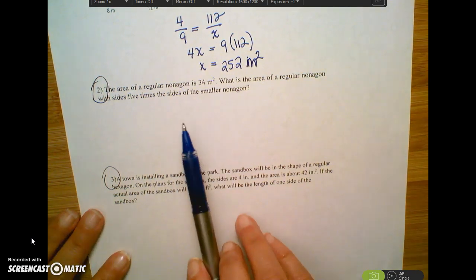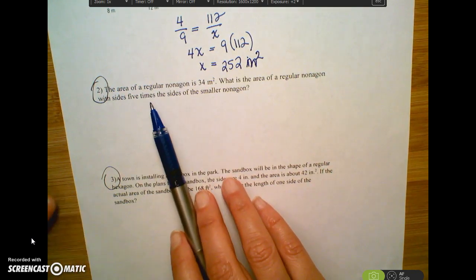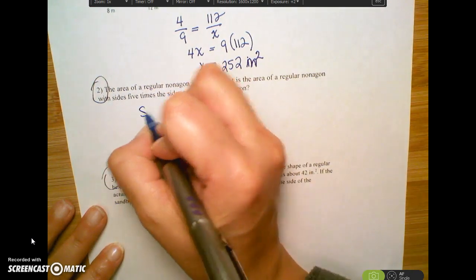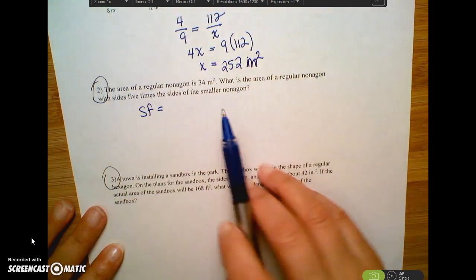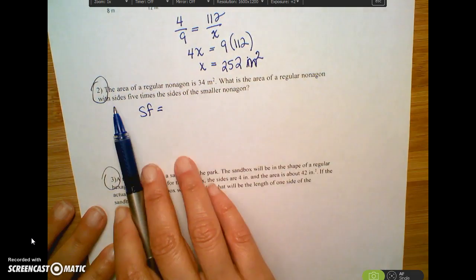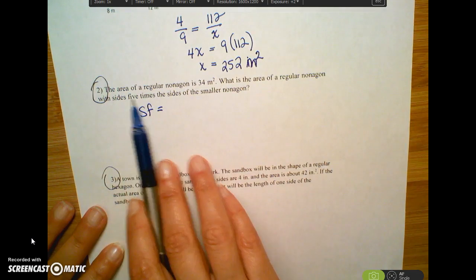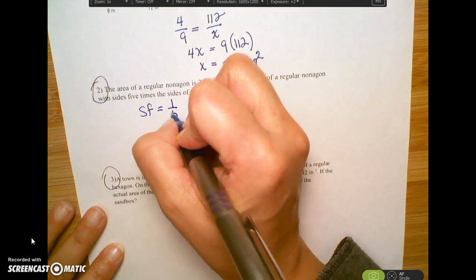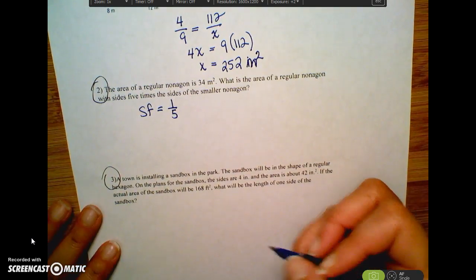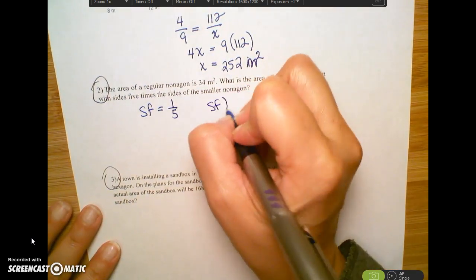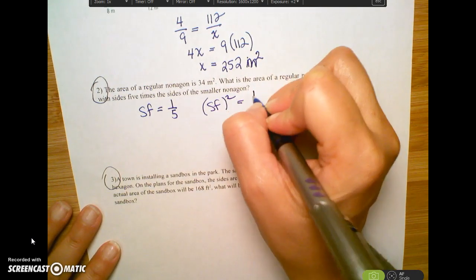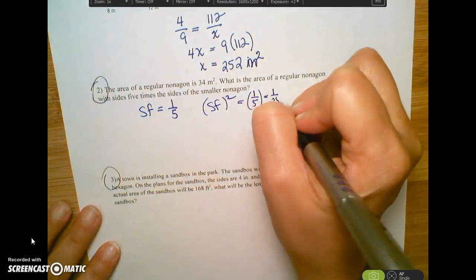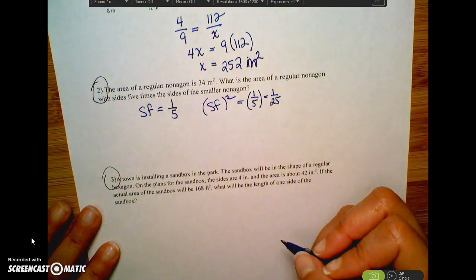So first thing I want to do is, of course, as we've done previously, find the scale factor. So according to them, the new nonagon, the sides are 5 times the size of the smaller nonagon. That means they're in a ratio of 1 to 5, so that's our scale factor. So we're going to take that scale factor, we're going to square it, and that's the ratio of our areas, 1 over 25.